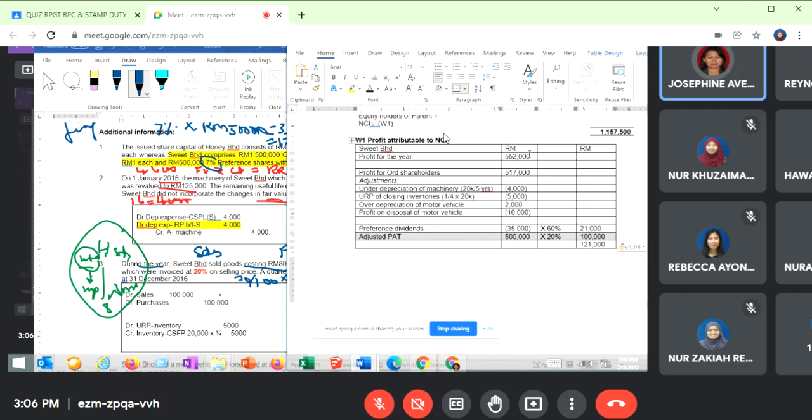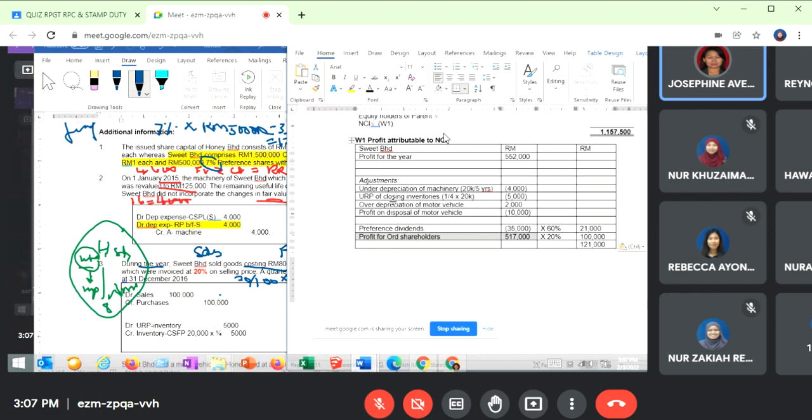Right, so this is the profit after tax, and that profit is now adjusted for the following. So profit of the year adjusted for this, then you also minus the preference dividend, so you will get the adjusted profit for the shareholder. Adjusted profit for the ordinary shareholder, which is 517. Is it 517?